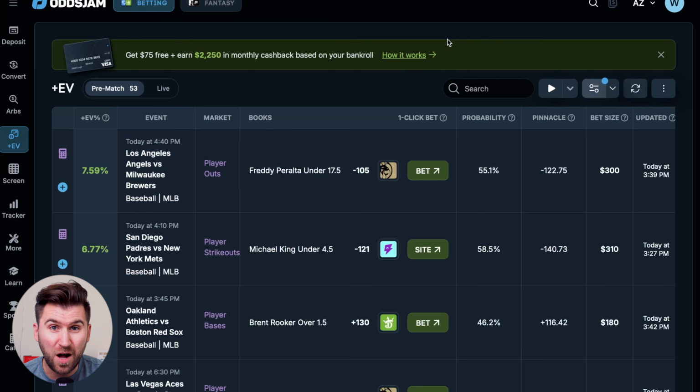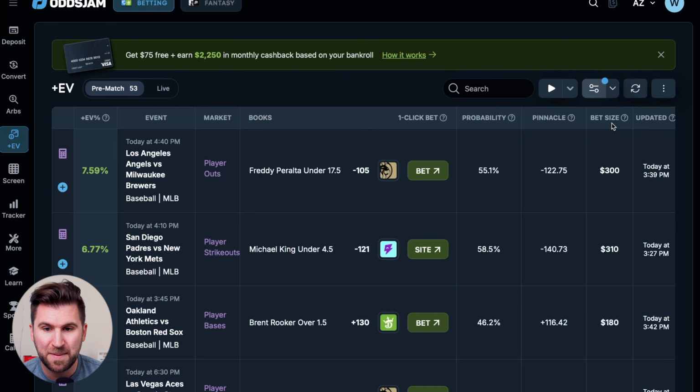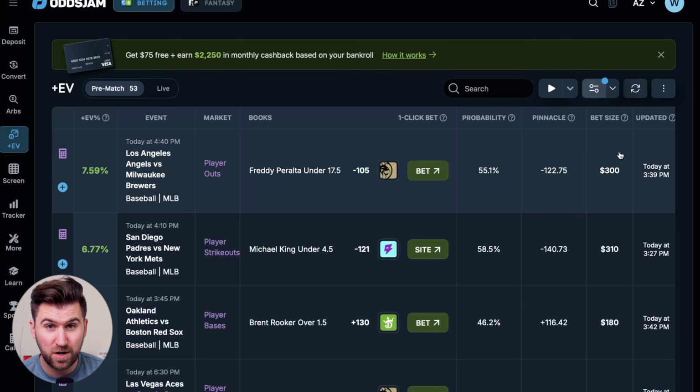The beauty with OddsJam's positive EV tool is that this is already a specified column right here on the right-hand side for my bet size. This takes in the Kelly Criterion method. It figures out what your fair odds are, your bankroll size, and the edge that you have. It computes all of this and then spits out a recommended bet size for us. So following these recommended bet sizes is going to put you on the path to long-term success.